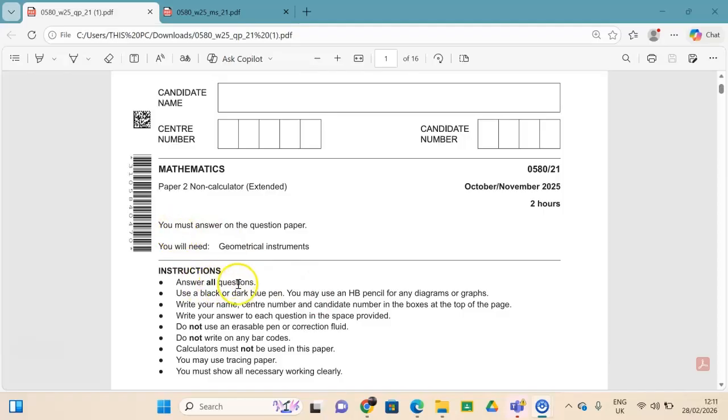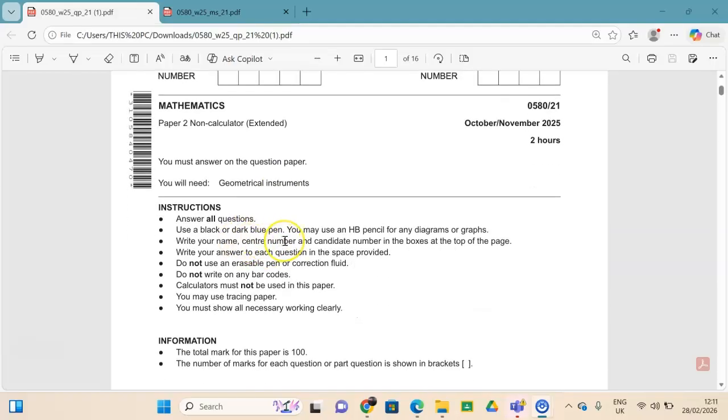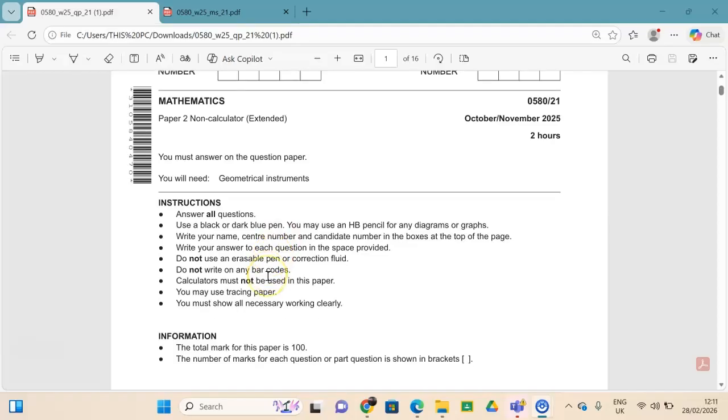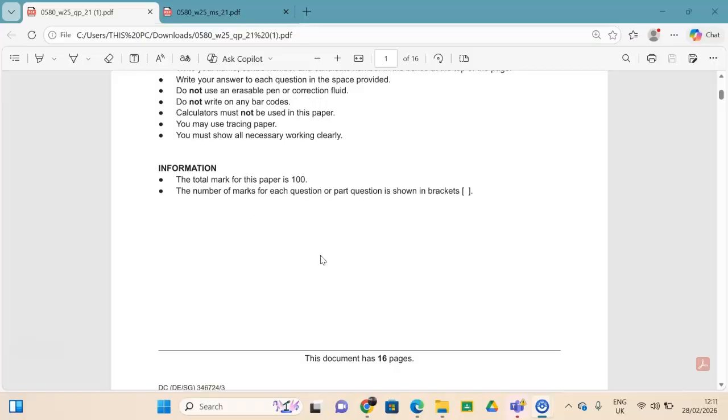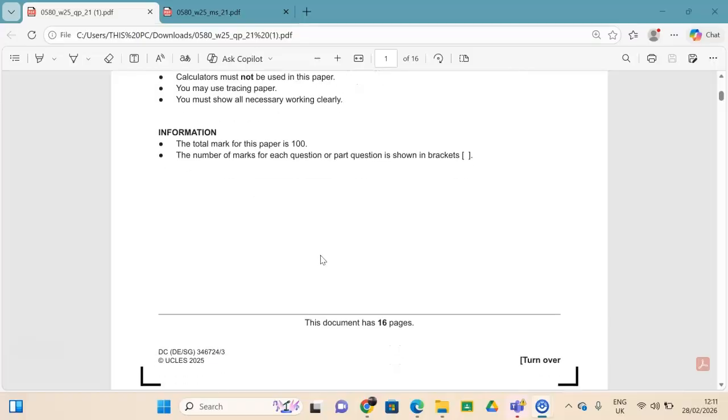Now we have some basic instructions here. You must answer on the question paper. You will need geometrical instruments. You're meant to answer all questions. You can see other things you need to know about this paper. A calculator must not be used in this paper. You may use tracing paper if you have, and you must show all necessary working clearly. These are the basic things you need to know as you prepare for your IGCSE. And the total mark for this paper is 100.